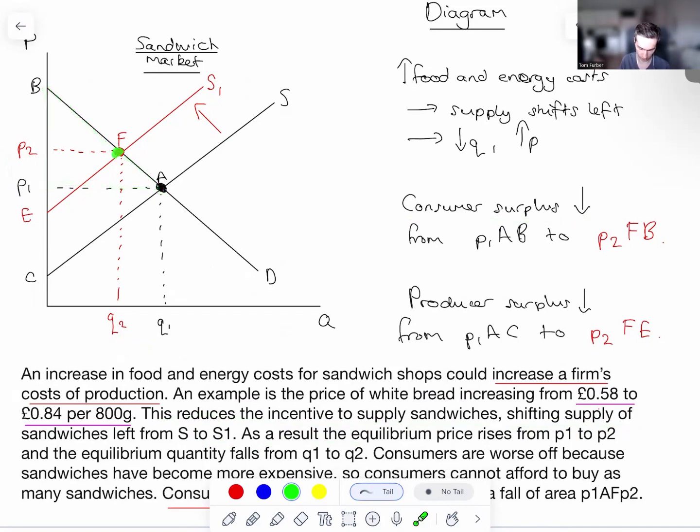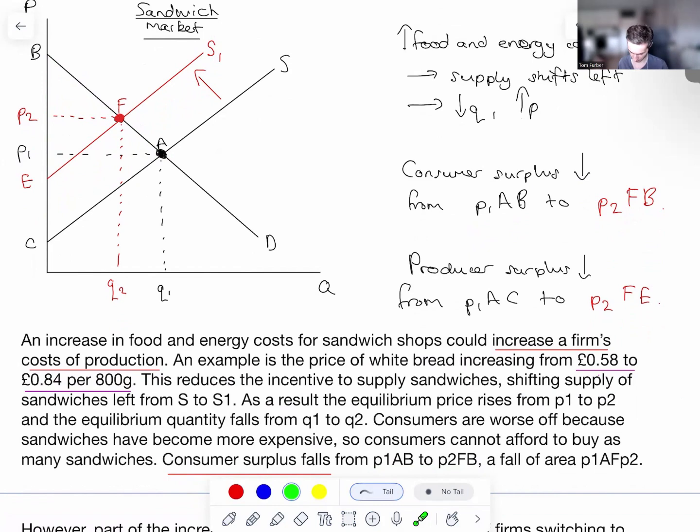But when the price rises to P2, they're willing to pay the demand curve, but they only pay P2, so their consumer surplus has fallen, and it's fallen by this area in between. So consumer surplus has fallen from P1AB to P2FB. That's what we say in the answer. P1AB to P2FB, a fall of area P1AFP2. That's this area here, this trapezium.